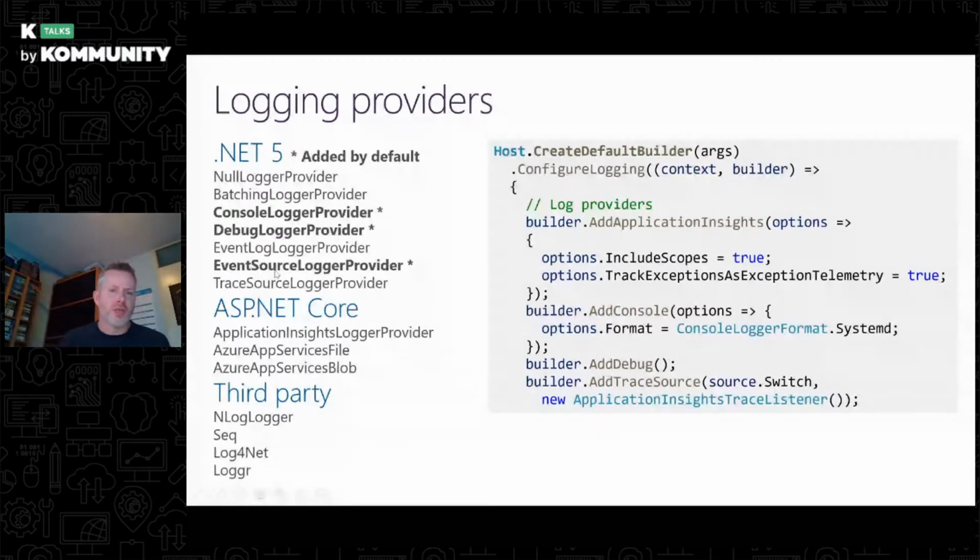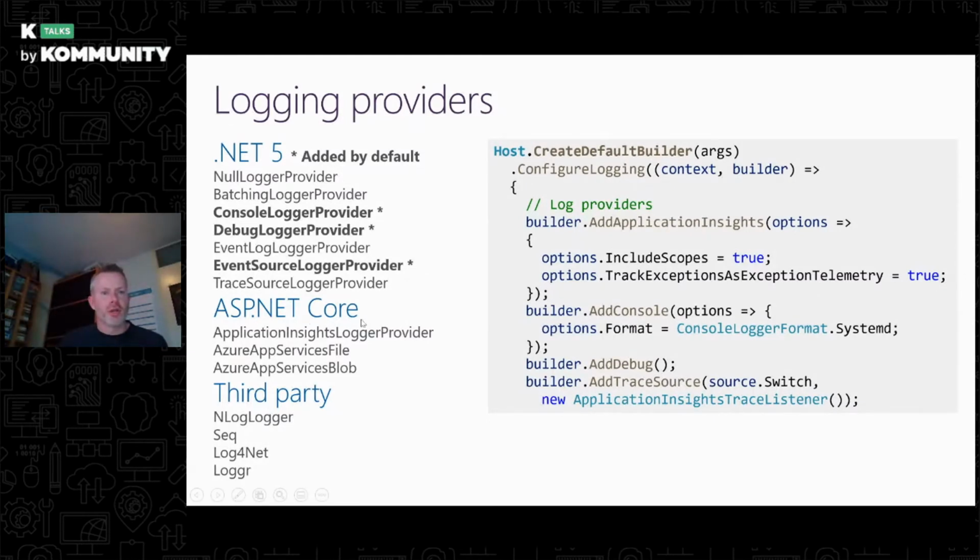You'll get those for free, but if you don't want to have them, you can say builder clear providers, they're gone, and then you build your own list. Or you can add to them as you see here. So we're adding App Insights, we're adding a console thing. And this part here, I might point out, has changed a little bit. The add console in .NET 5, this is deprecated, and there's a new way which I'll show you in the demo.